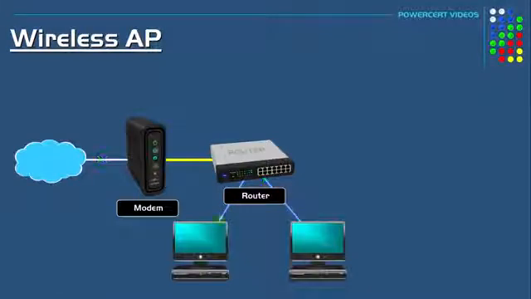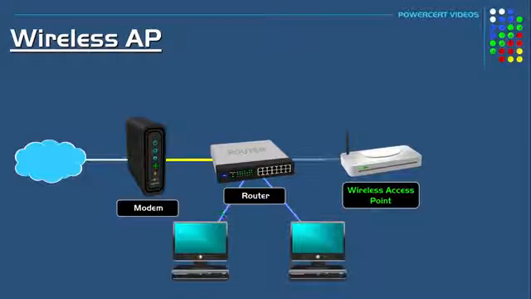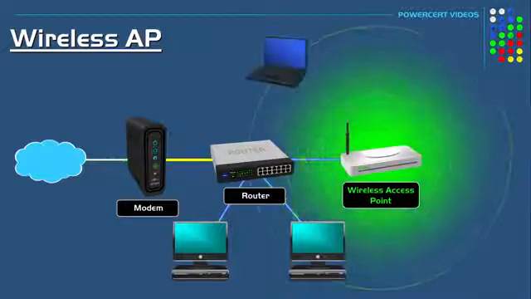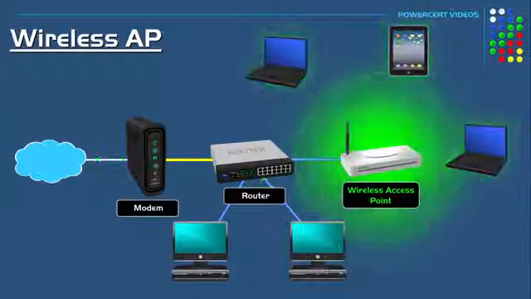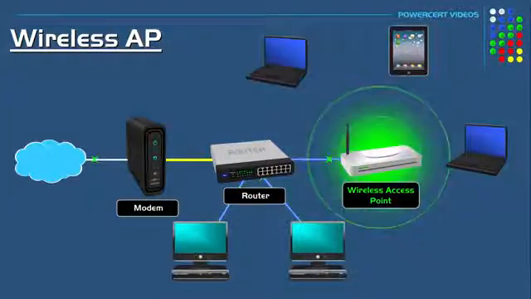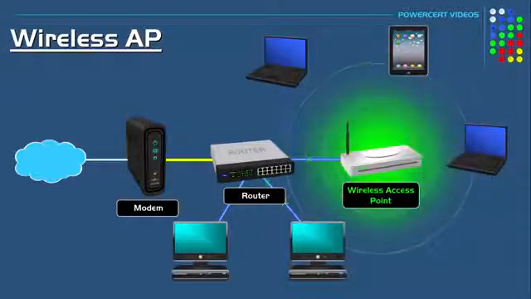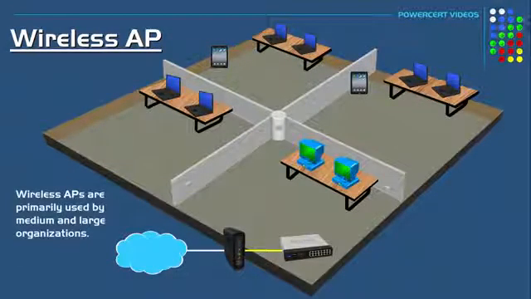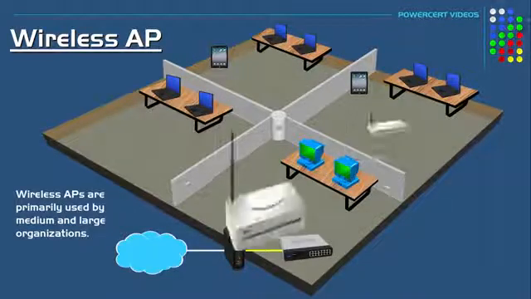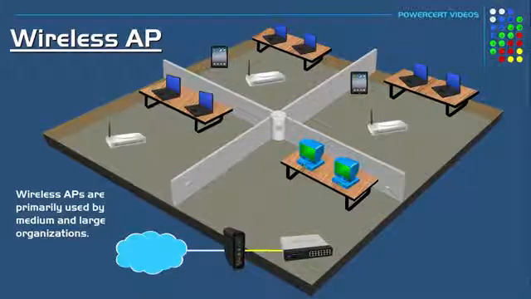So now let's talk about a wireless access point. A wireless AP relays data between a wired network and wireless devices. It's basically a wireless hub that's used by wireless devices to connect to an existing wired network. A wireless AP connects directly to an organization's router, where the router is then connected directly to a modem, which gives the wireless devices access to the internet. Now, wireless access points are primarily used by medium to large organizations, and typically an organization will have multiple access points to make sure it covers the entire building.